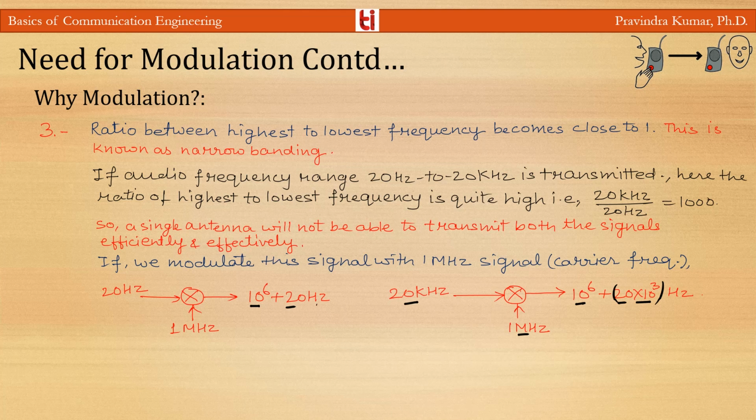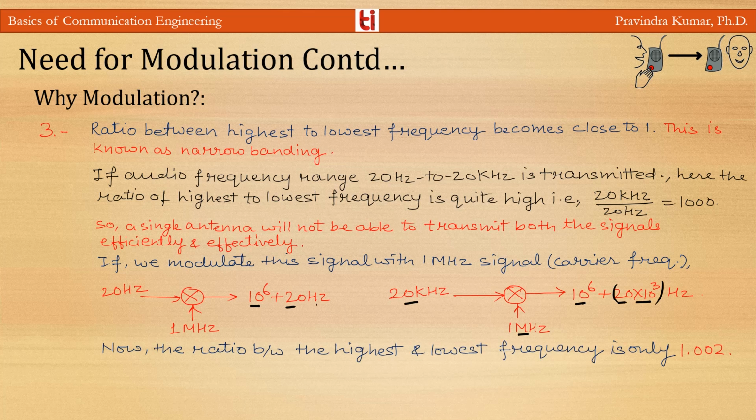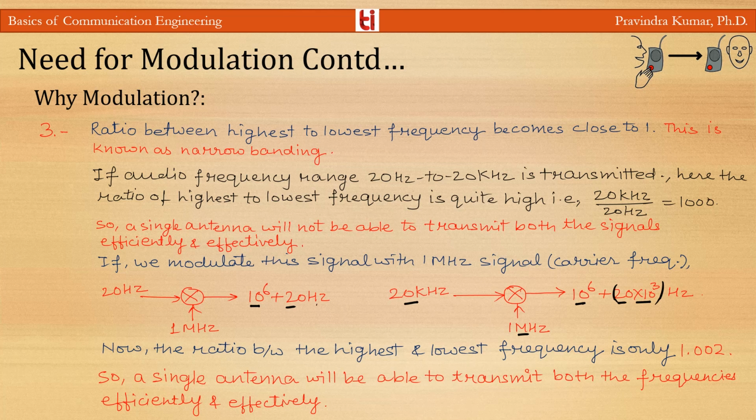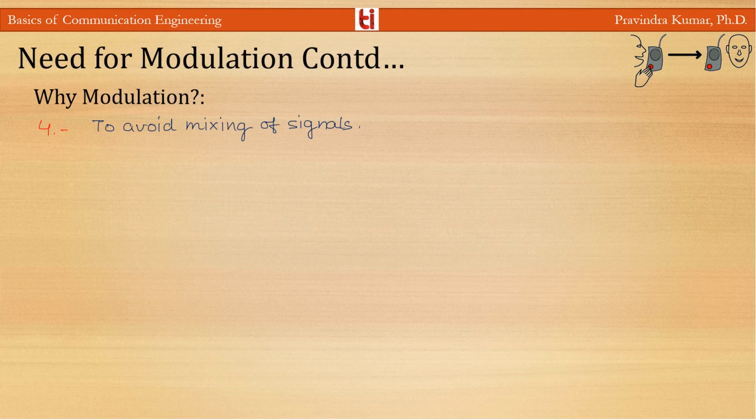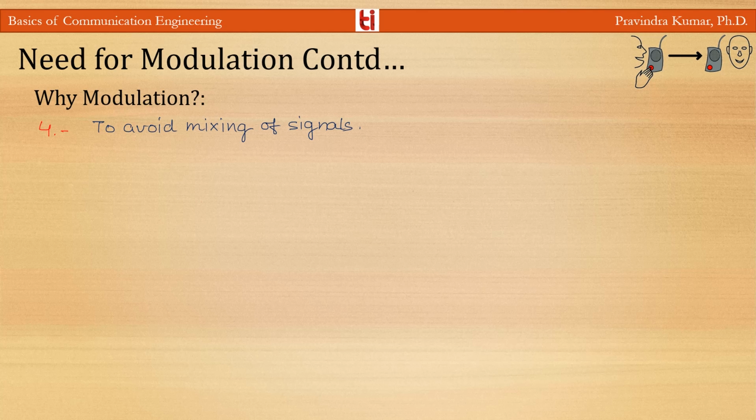Now if you take the ratio between these two, the ratio will be around 1.002. So if you design the antenna for the highest frequency, then it will be able to send the lowest frequency, because the ratio of highest to lowest frequency is around 1. In other words, a single antenna will be able to transmit both frequencies efficiently and effectively, and this is known as narrow banding.